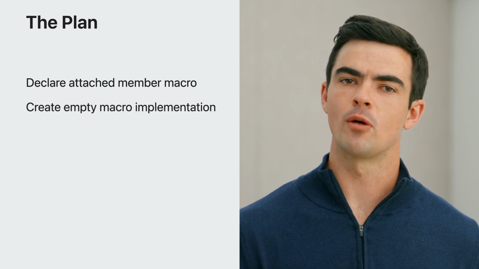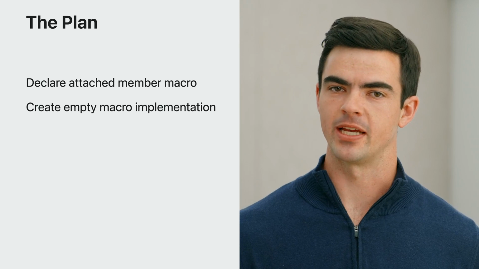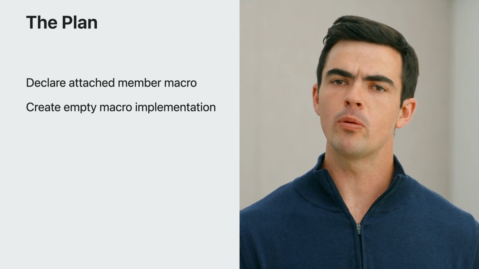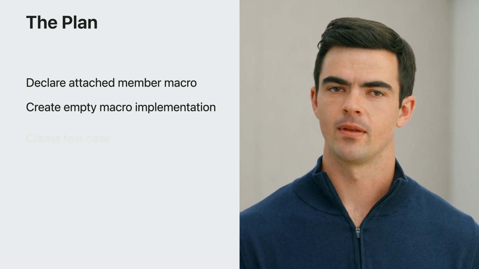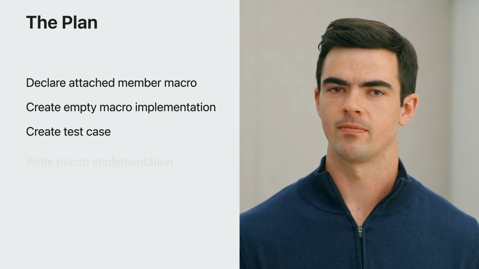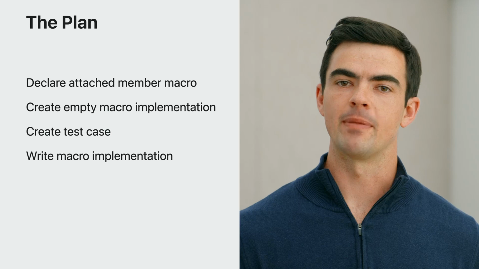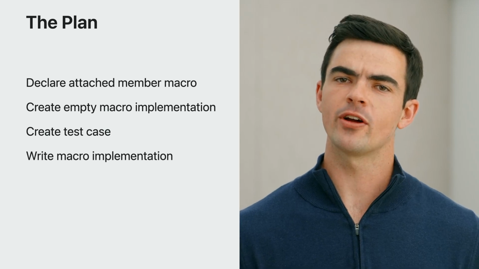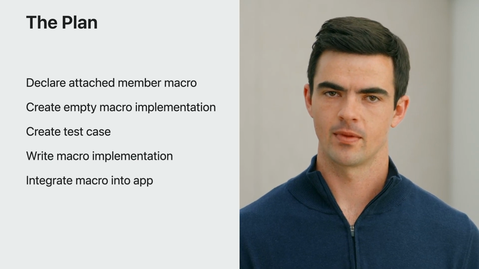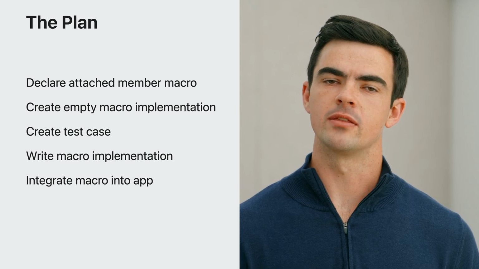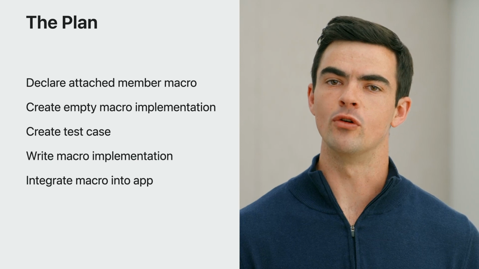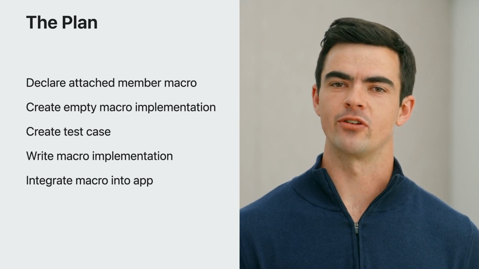Next, we will create the compiler plugin that contains the macro's implementation. To make sure that our macro behaves as expected, we want to develop it in a test-driven way. Thus, we will leave its implementation empty until we write a test case for it. After we define the macro's behavior in a test case, we will write the implementation to match that test case. And finally, we will integrate the new macro into my app. If all goes well, we will be able to remove the initializer and have the macro generate it for us.